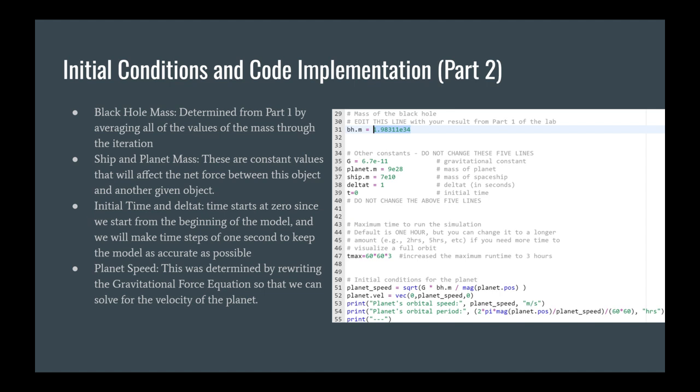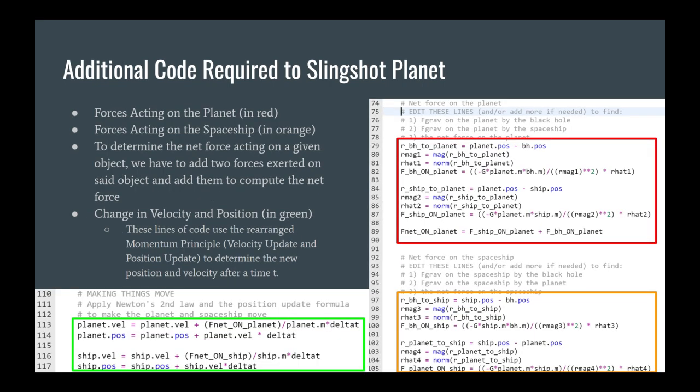So for part 2, our initial conditions included the black hole mass, the ship and planet mass, which were constants, and this time around we set our delta t to 1 second and our initial time to 0. We also had to find the planet speed, which is determined by rewriting the gravitational force equation to solve for velocity. So additional code needed was the forces acting on the planet and the forces acting on the spaceship.